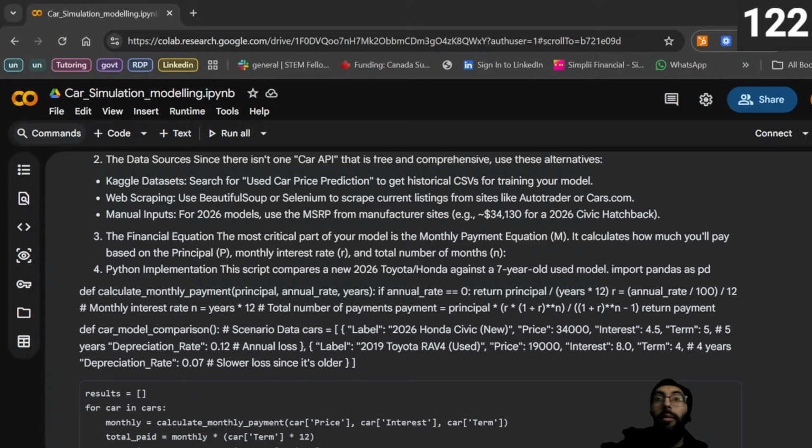Manual inputs for 2026 models: use the MSRP from manufacturer sites. The financial equation is the most critical part of the model. The monthly payment equation calculates how much you pay based on the principal amount, monthly interest rate, and total number of months. Okay, defining, calculating monthly payment. I think this was all just me brainstorming different code, and the actual code was down here.